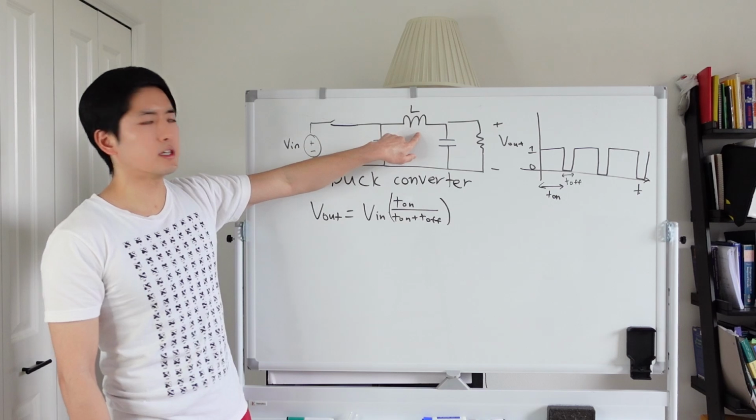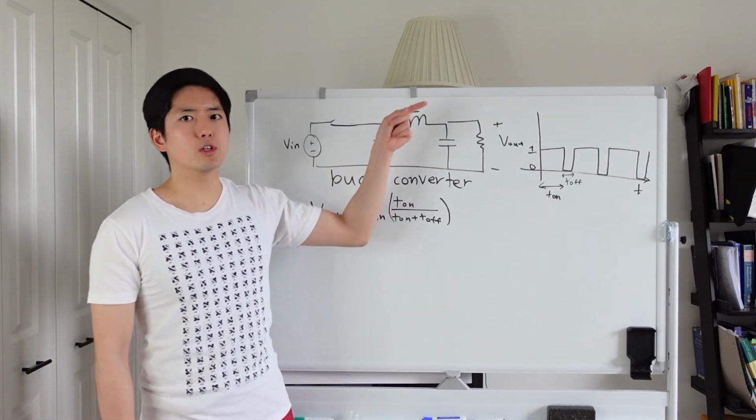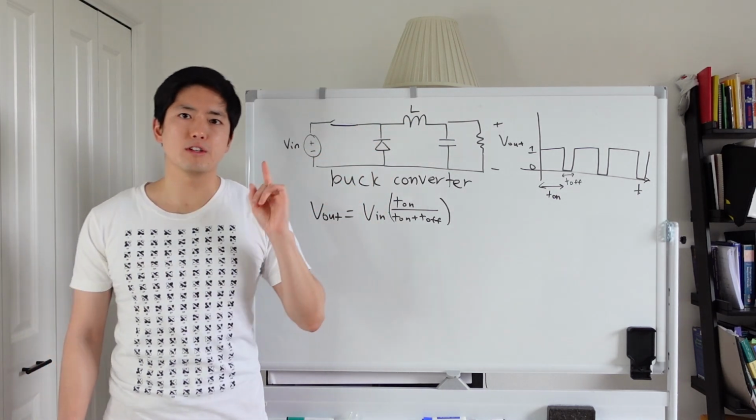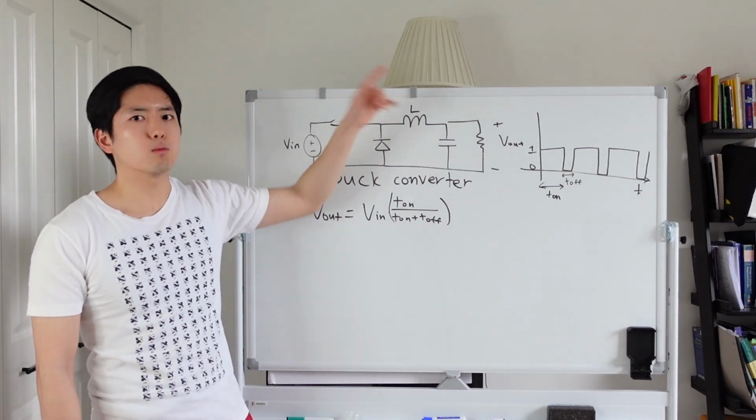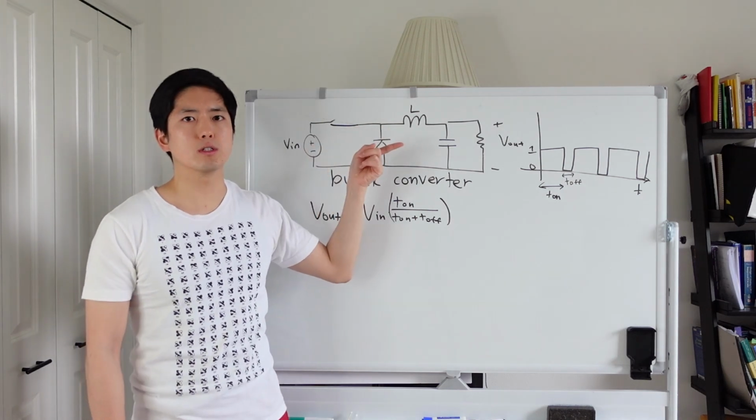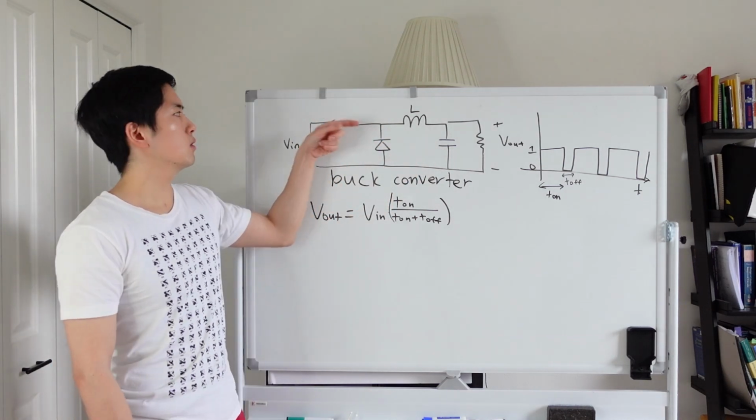Now the current going through this inductor will attempt to increase. But due to the nature of inductors, there will be a voltage induced across this inductor in response to the increase in current through the inductor. Now what happens when the switch is open?